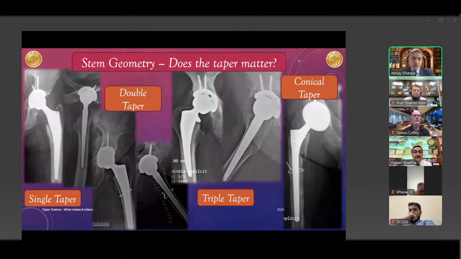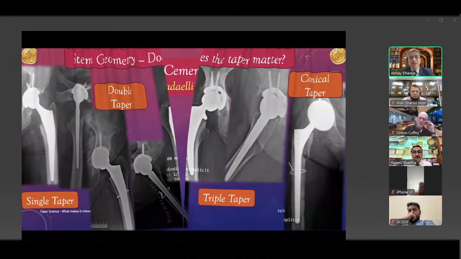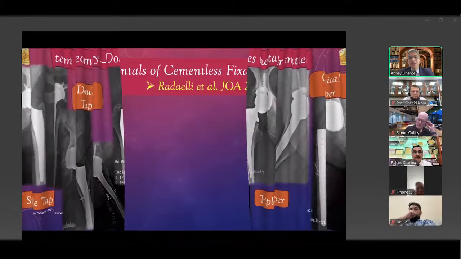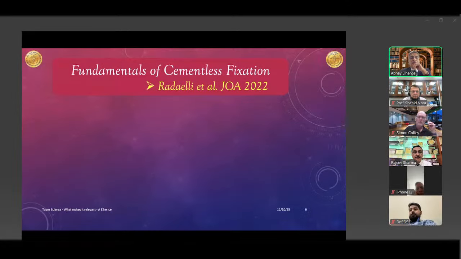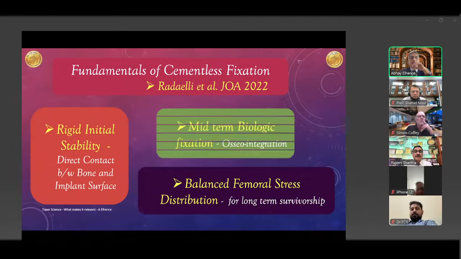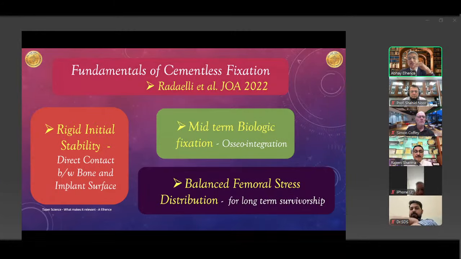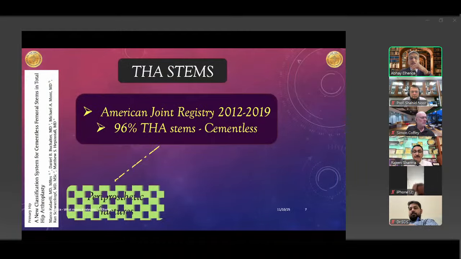But now we're going to talk a little more of stem geometry. So you have a patient who can have a single, double, triple, or a conical taper, and how does it matter, and does it really matter? So what we're essentially looking at is asking ourselves what will give a rigid initial stability for a good mid to long-term biologic fixation, for a successful balanced femoral stress distribution for long-term survivorship.